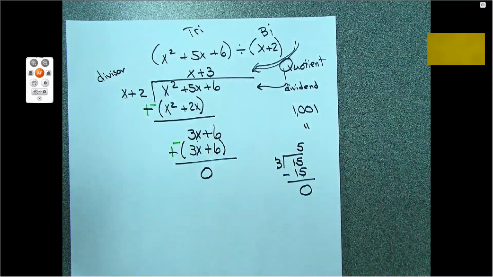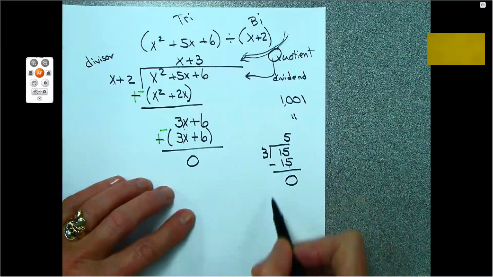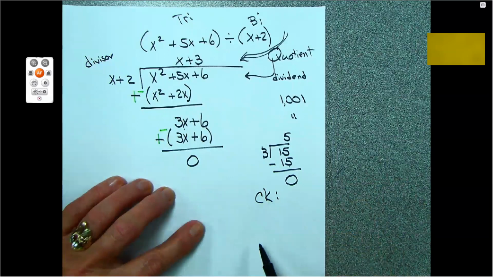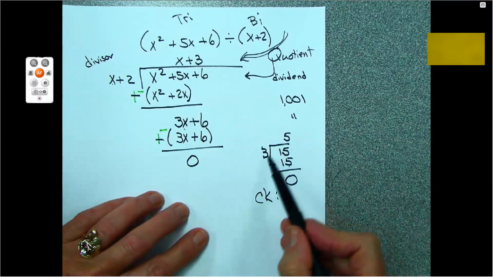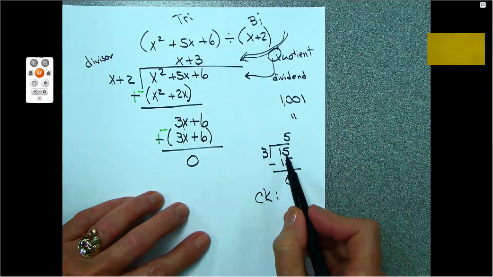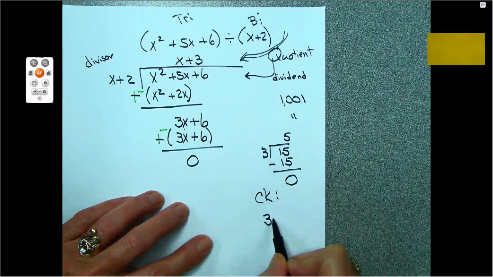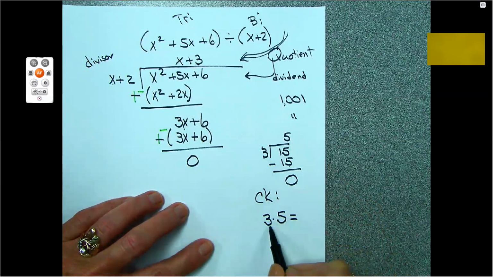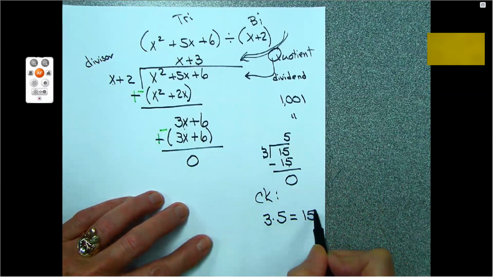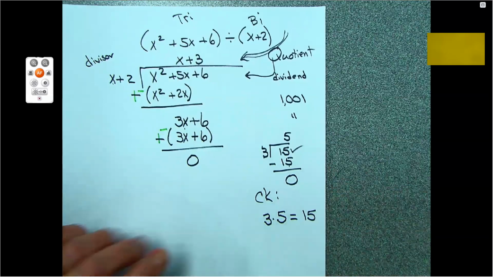I know there'll be a couple of these on your homework and tests as you move forward in your math career. Okay, so how would we check this? How do you check to see if that's correct? 3 goes into 15 5 times. You take your divisor times your answer, your quotient. 3 times 5 is 15, and it should check your dividend.